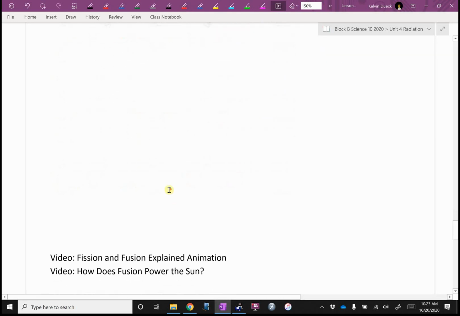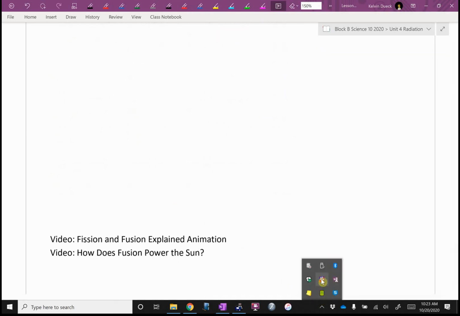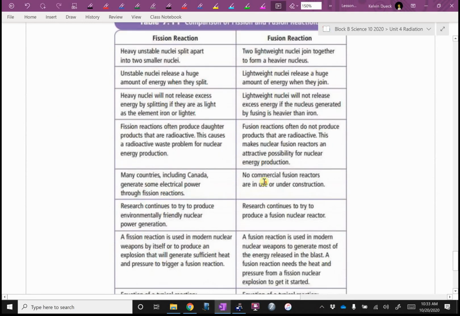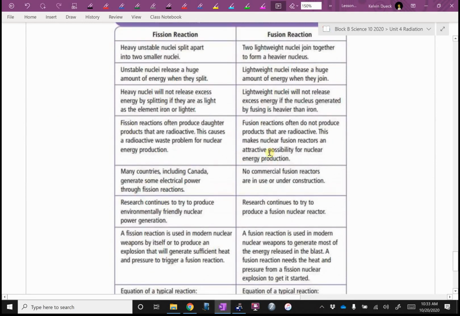We're nearly done. Put your pencils down, look up. So I included in your notes a little table about the key ideas. So we'll finish with this.